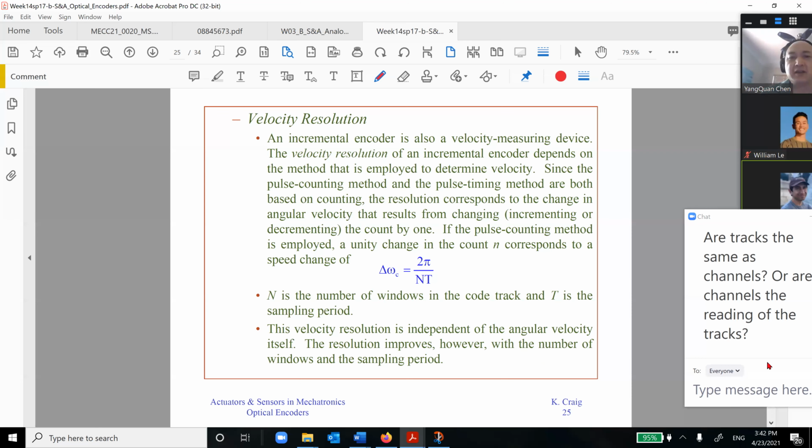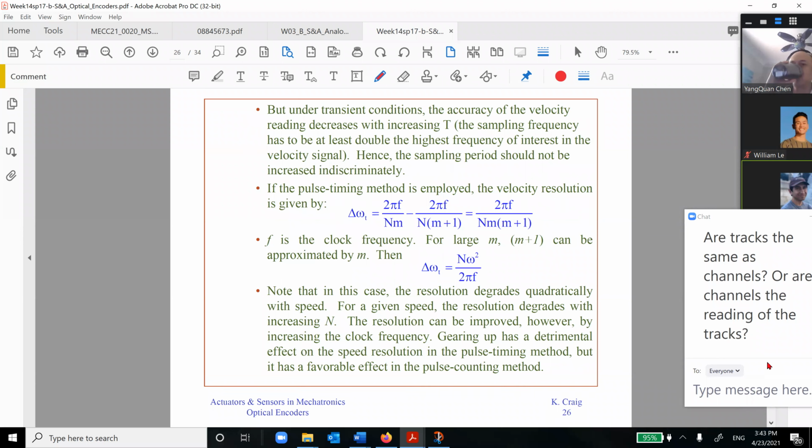And velocity resolution usually depends on T, the sampling period, and the number of windows. So 2π divided by NT is my smallest omega. I can check this by doing pulse counting. Pulse timing depends on the clock frequency. So it's N, the number of windows, times this M.